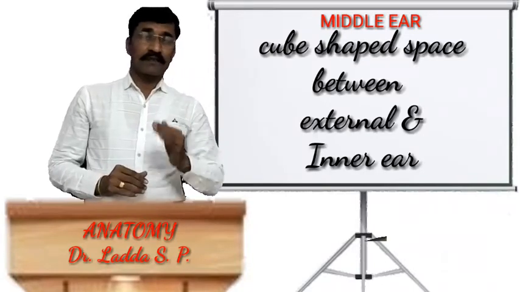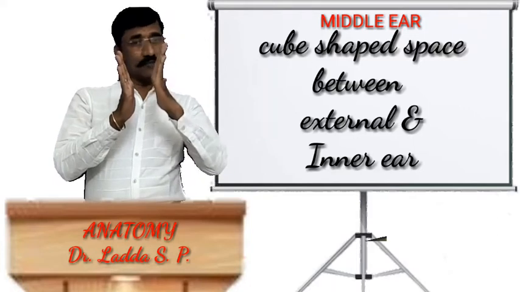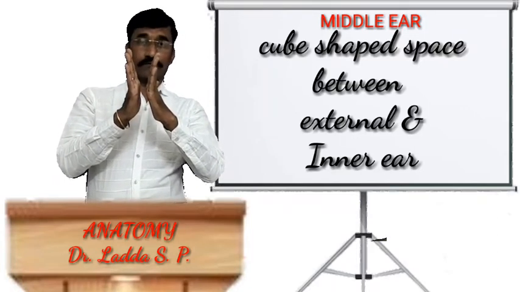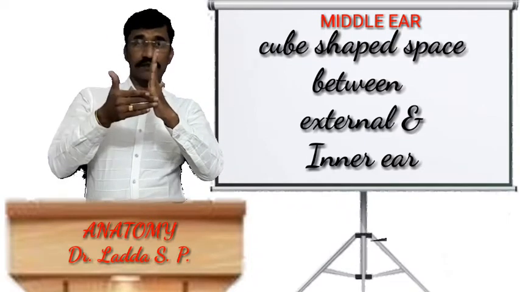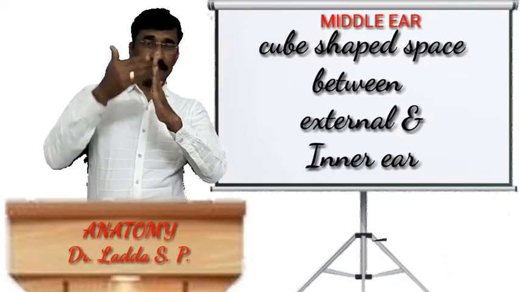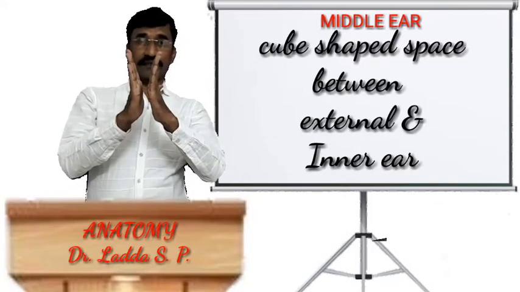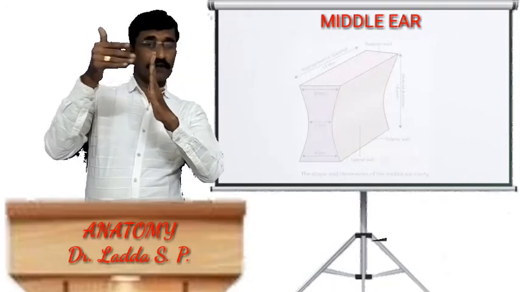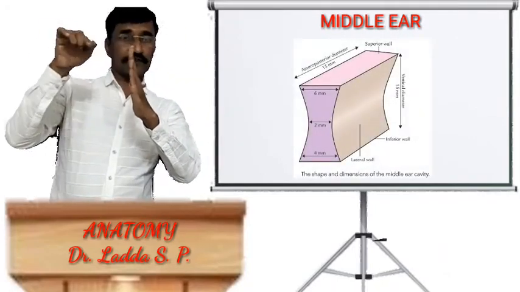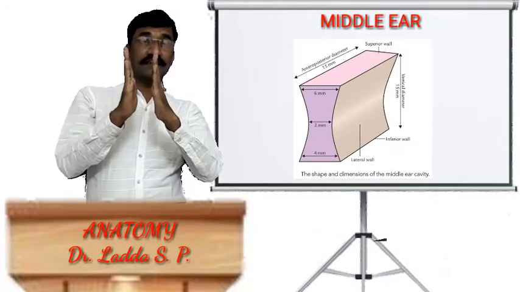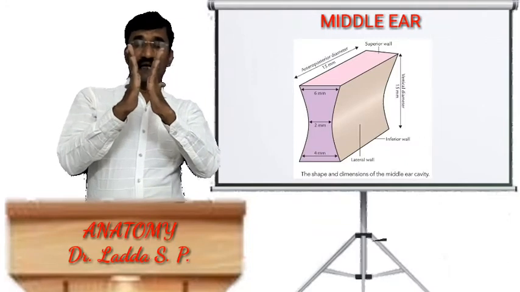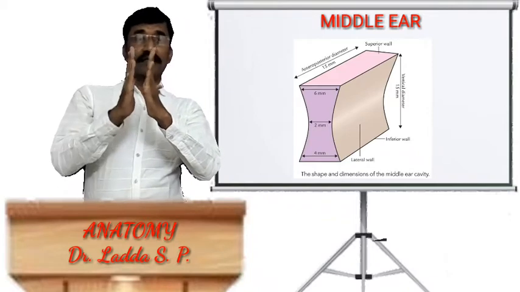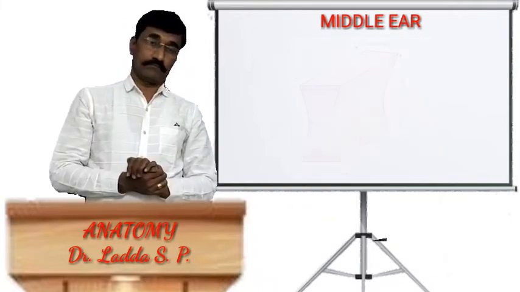I mean to say, the lateral and the medial walls of the ear are concave, so the anterior and the posterior walls also become like this. The length of the anterior wall at the upper portion is 6 mm, at the middle it is 2 mm, and at the bottom it is 4 mm.